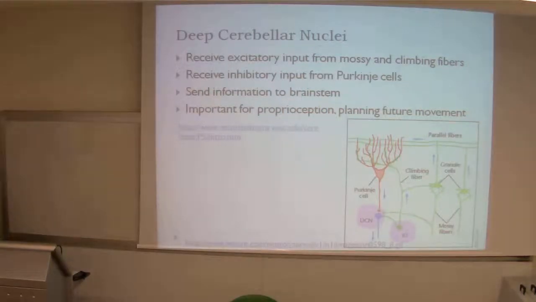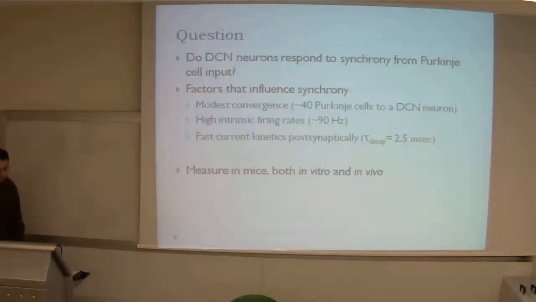A little bit about the DCN. They receive some excitatory input from mossy and climbing fibers, but our knowledge of that is that it's a weak excitatory information, if at all. And they receive inhibitory input from Purkinje cells. That's the majority of the input that we look at. And they send information to the brainstem, and it's important for proprioception and planning future movements. So we're going to be looking at whether DCN neurons respond to synchrony from Purkinje cell inputs, and we'll be talking about what that means in terms of modeling the input later.